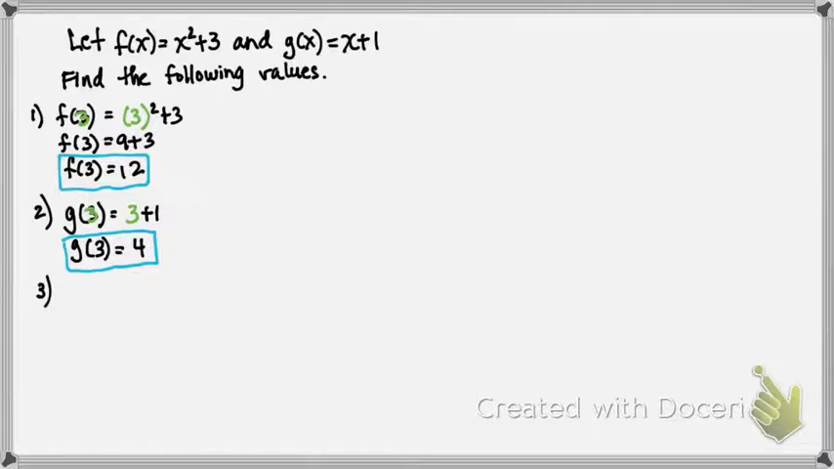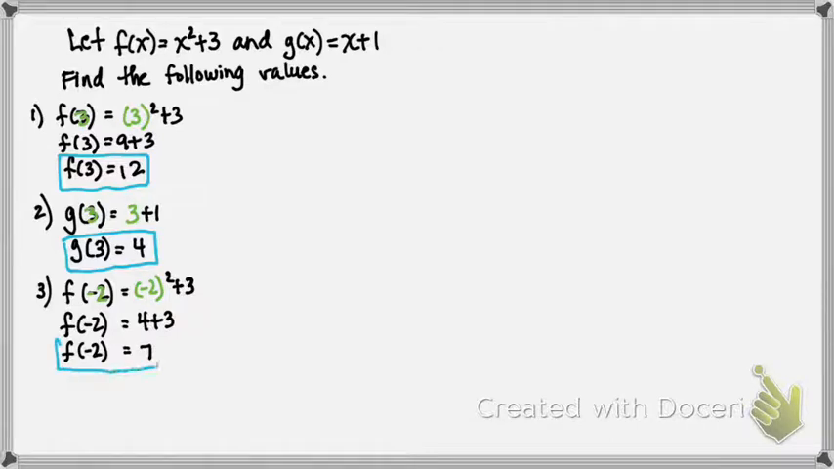Next one, let's do the value of the function f at -2. So again, the input is -2. So we're going to get -2 squared plus 3. So the value of the function f at -2: -2 squared, 2 negatives make a positive, so that's going to be a positive 4. And I get the value of the function at -2 is equal to 7. So 7 is your output.